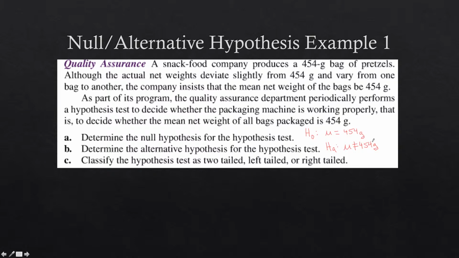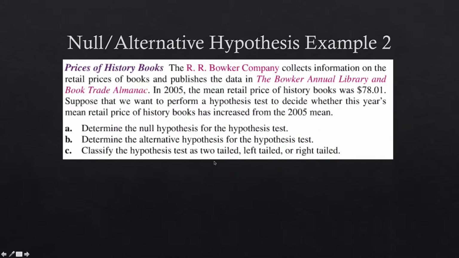Now, classify the test. Which one is it? Is it a two-tail, left tail, or right tail? Well, when it's not equal to, we know that a not equal to is a two-tailed test. Not equal to is a two-tailed test. So basically what our alternative is saying there is that the machine is not working properly. Okay, that's basically what the alternative is saying. Alright, so let's look at another one.